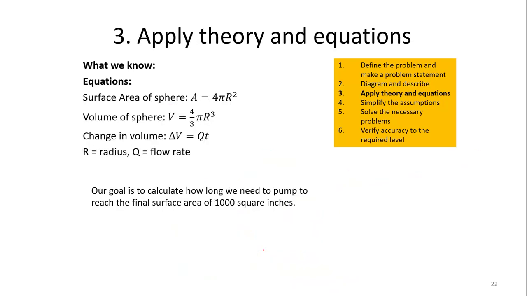Thankfully, the equations for this question are fairly well known. We know that the surface area of a sphere is given by 4 pi r squared, where r is the radius of that sphere. We also know that the volume of a sphere is given by 4/3 pi r cubed. Again, r is the radius. And then, of course, pi is approximately 3.14.